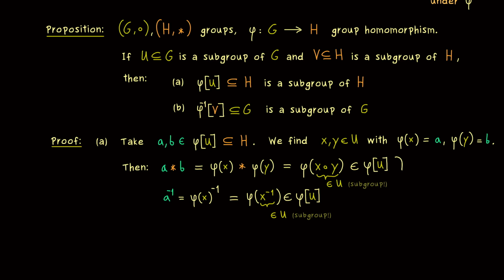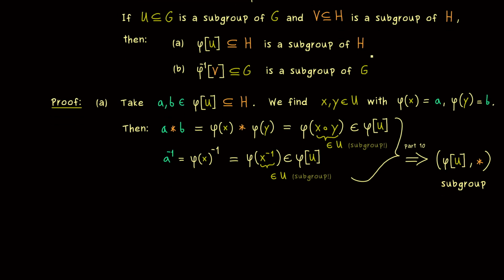Moreover, you know these two things together are sufficient for having a subgroup. This is exactly what we have discussed in part 10 before. And with this part A is proven: images of subgroups are always subgroups if we have a homomorphism. Hence, in the next step, we want to show the same thing for preimages. And there the logic is the other way around.